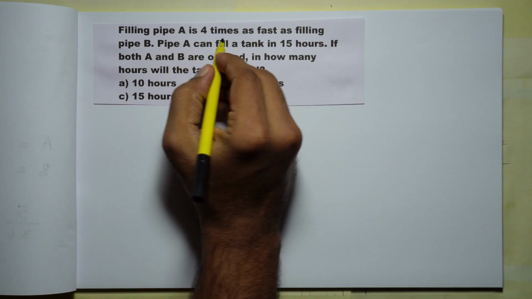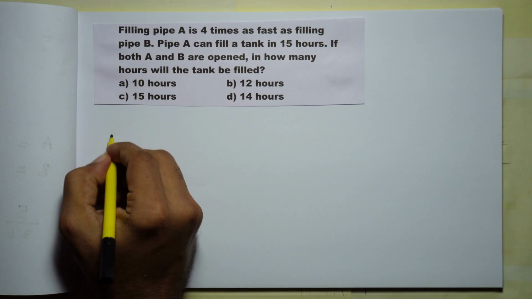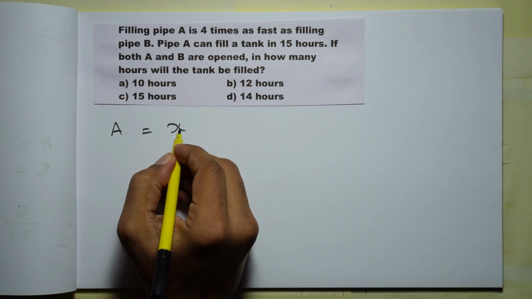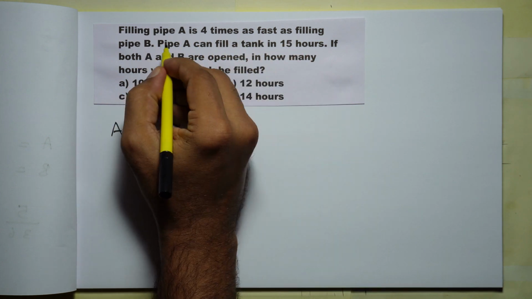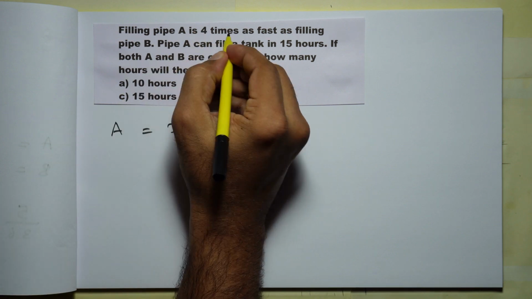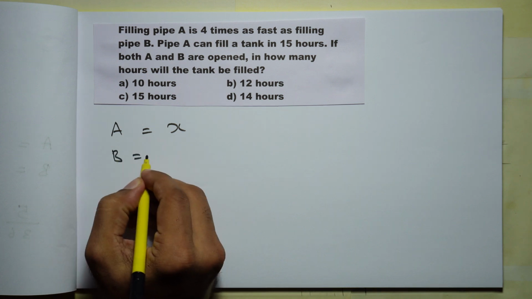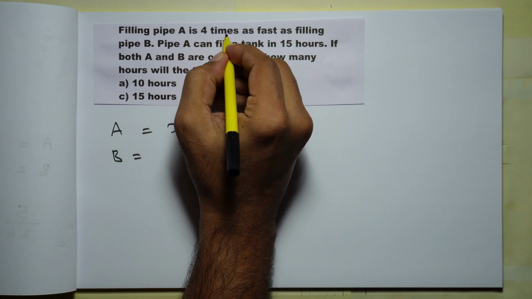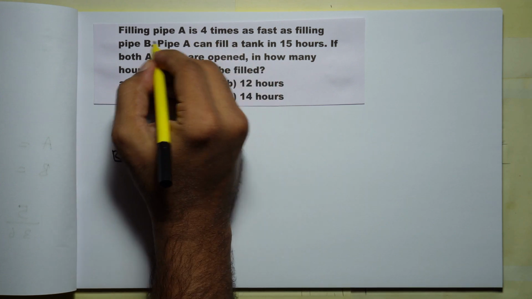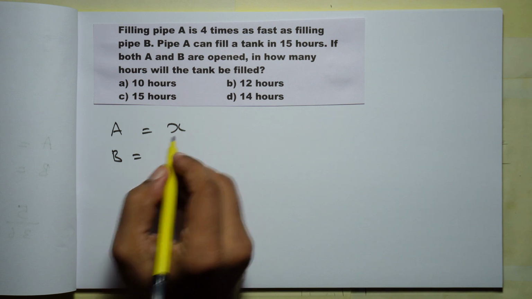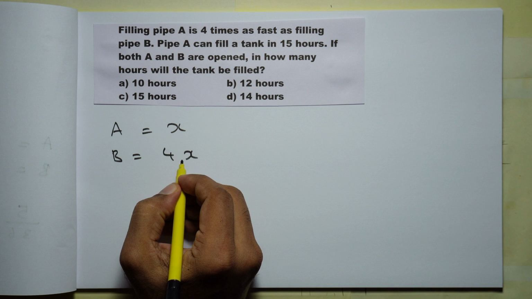Filling pipe A is 4 times as fast as filling pipe B. So we will assume that A requires X hours to fill up the tank. Now A is 4 times as fast as B means A will do 4 times the work done by B. Or you can also say that B will do only 1 by 4th the work done by A. So B will require 4 times as much time. So if A requires X hours, B will require 4X hours.